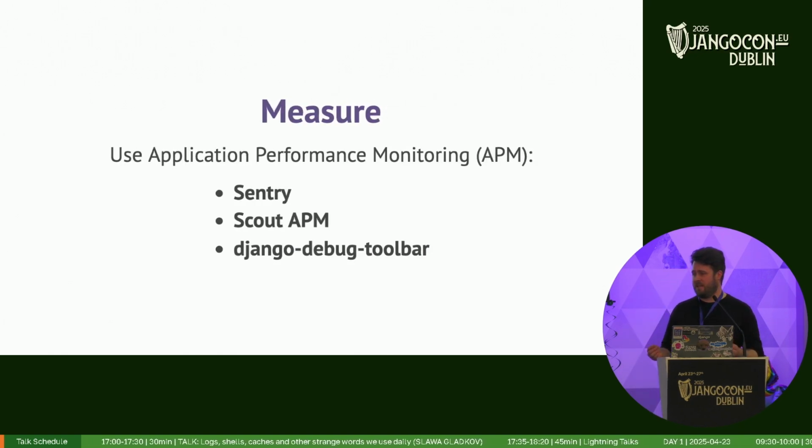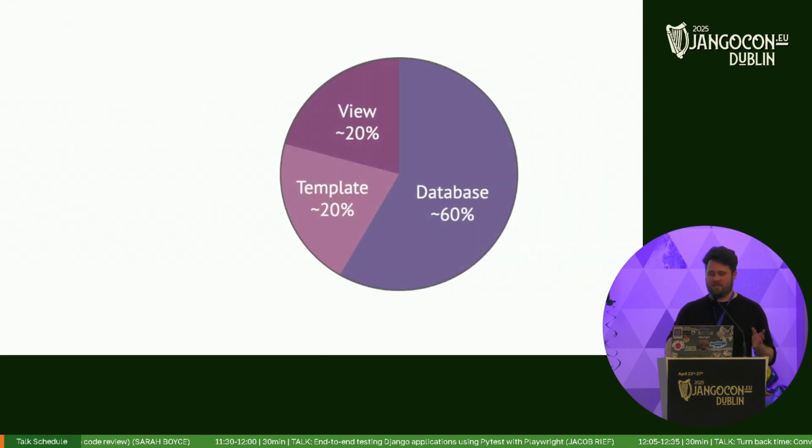There are lots of tools out there in this category of application performance monitoring, which is measuring your production system to find out what it's doing with the time it's spending rendering your web pages. Some shout-outs to some top picks here would be Sentry or Scout APM, or the venerable Django debug toolbar, which you can get running in your production system for, say, admin users. If you run one of these tools, you'll probably find something like this.